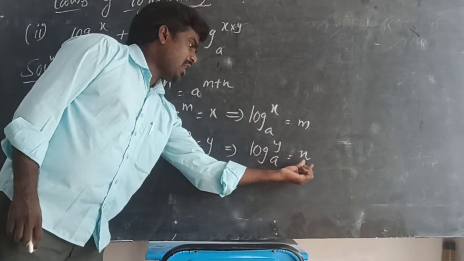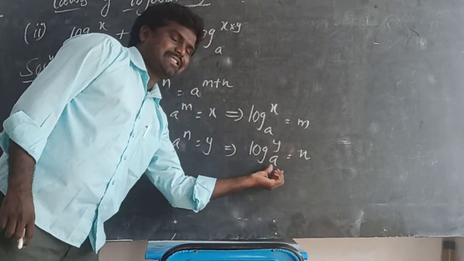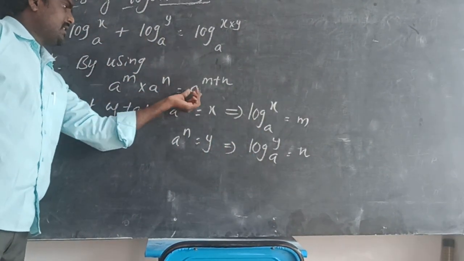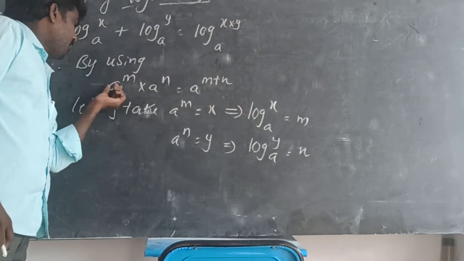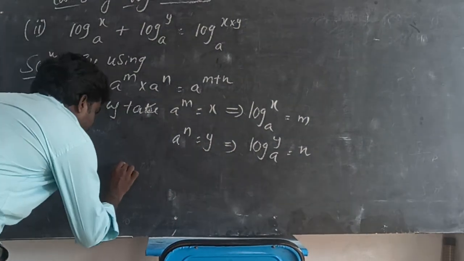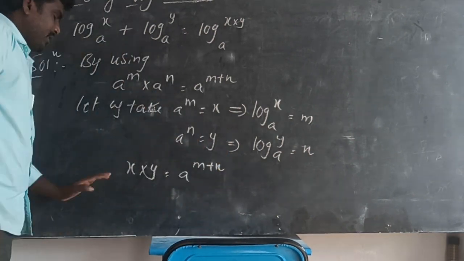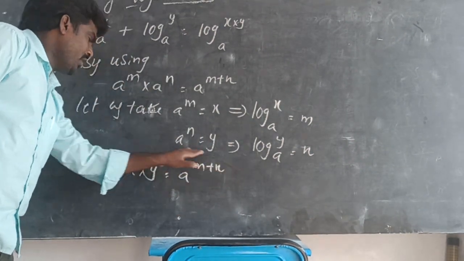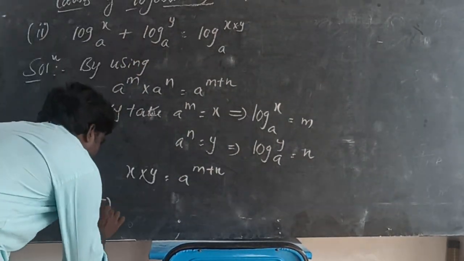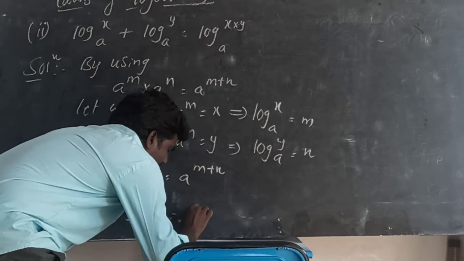That means the m value is log x base a, and the n value is log y base a. Here which law of exponent can we use? a power m into a power n is equal to a power m plus n. Here a power m we take as x, a power n we take as y. So x into y is equal to a power m plus n. Now it is in exponent form. This exponent form we can write in logarithm, we can apply the logarithm. That is log x into y base a is equal to m plus n.